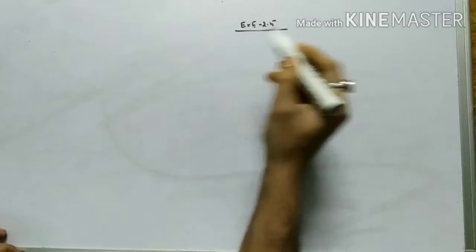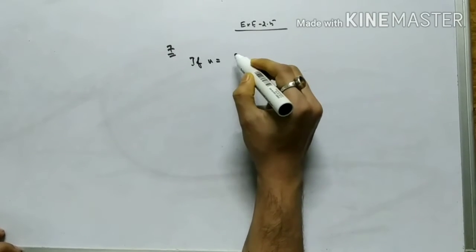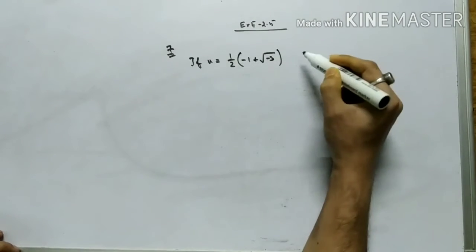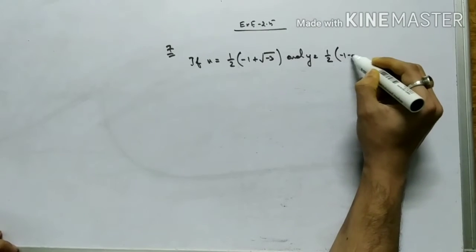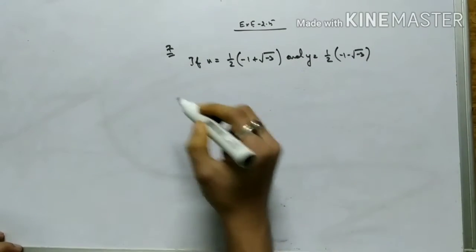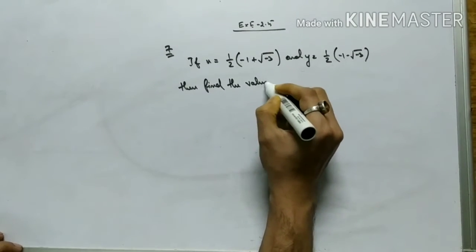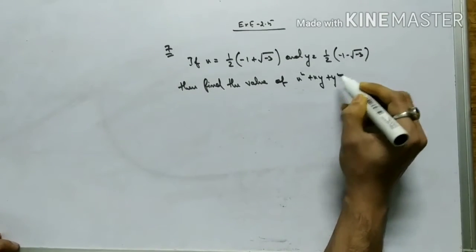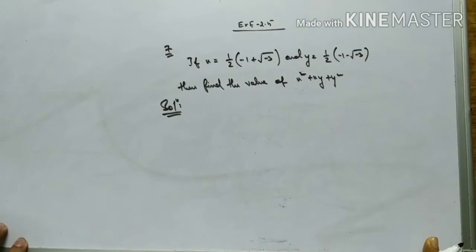So now the next one, number 7. If x is equals to 1 by 2 minus 1 plus root minus 3 and y is equals to 1 by 2 minus 1 minus root minus 3, then find the value of x square plus xy plus y square. Okay.